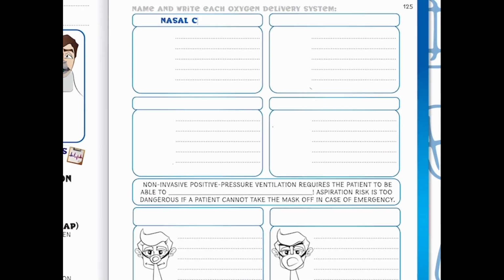Our FiO2 is that fraction of inspired oxygen. What this means is it's how much oxygen concentration we're gonna be putting into our patient. So room air is 21%, but we can also put up to 100% pure oxygen in our patient as well. And our flow rate is that liters per minute. So if someone is getting 2 liters, they're getting 2 liters per minute. Now that we know those 2 terms, we're gonna start with our nasal cannula.